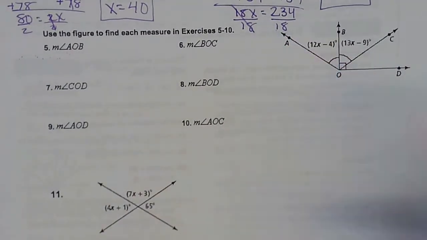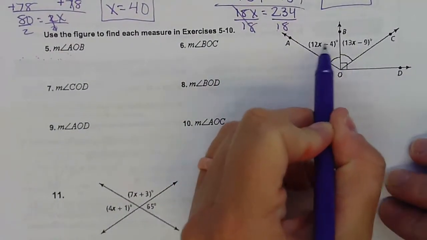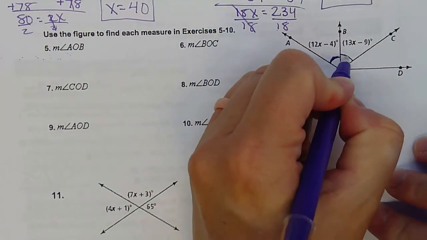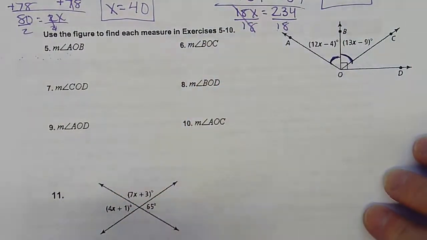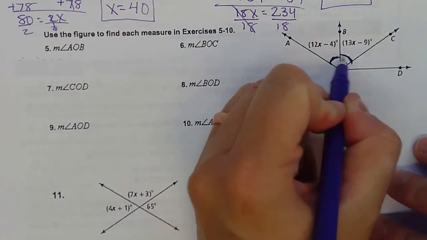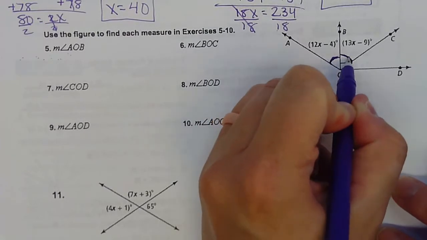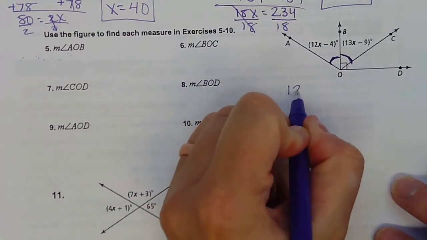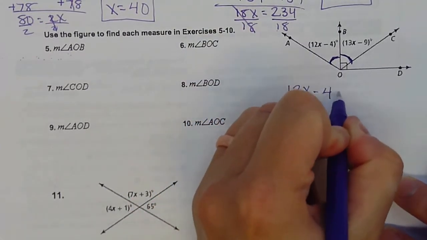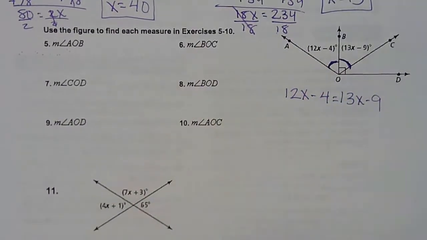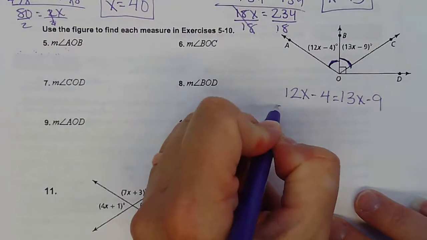5 through 10, in order to do these ones, the very first thing that you need to do is solve for x. And they give you these two angles right here with x, and then you have these markings. These little arcs tell you that these two angles are equal to each other and that this is an angle bisector. So if they have the same arcs, that means that they are equal. So to solve for x, you're going to set them equal to each other. And once you solve for x, then you can find all the angle measures.